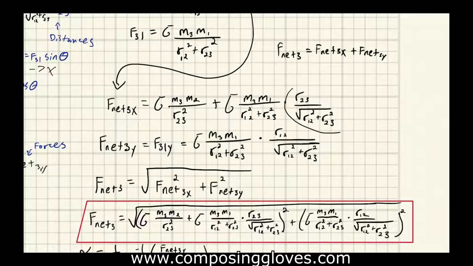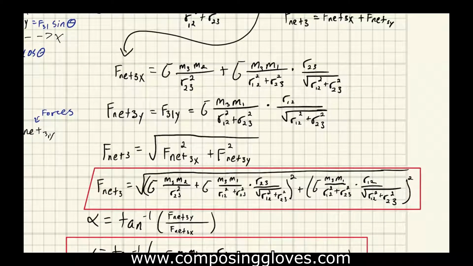So this is our definition of, whoops, that's x. This is our r12 over this. This is just our definition of sine. So that's just sine theta. And we say, okay, cool. If that's sine theta, Fnet 3.